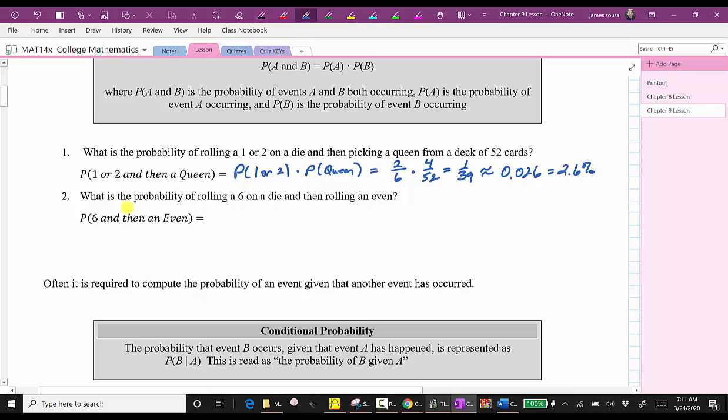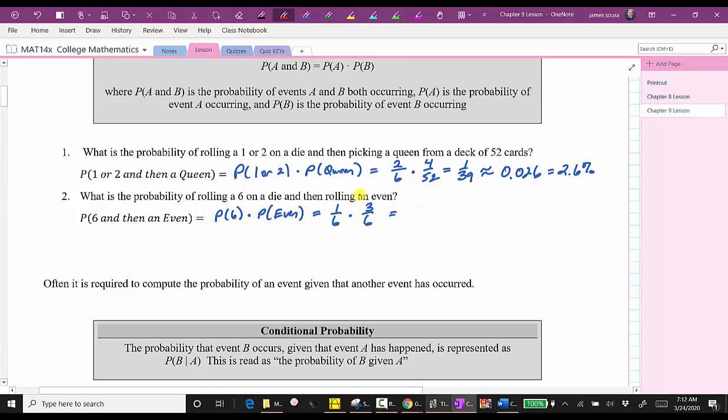For number 2, what is the probability of rolling a 6 on a die and then rolling an even? So the outcome of the first roll does not affect the outcome of the second roll, so once again these two events are independent. And therefore the probability of rolling a 6 and then an even is equal to the probability of rolling a 6 times the probability of rolling an even. The probability of rolling a 6 is 1 divided by 6, or 1/6, times the probability of rolling an even. The even numbers on a die are 2, 4, and 6. There are 3 favorable outcomes out of a total of 6, giving us a probability of 3/6.